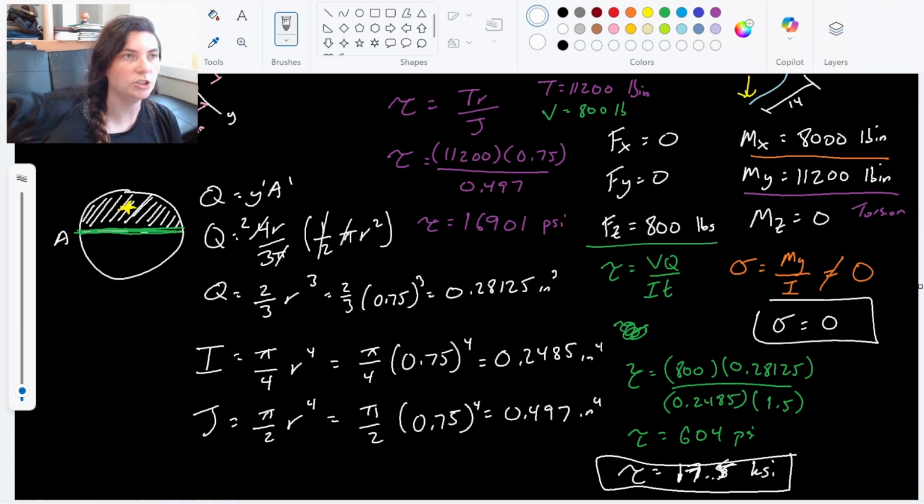All right, so the trick to these is just making sure you can find every individual component and then breaking down what you actually need, what is actually happening at the point of interest, because it's different at every single point. So knowing what point you're looking at is really critical for these problems.